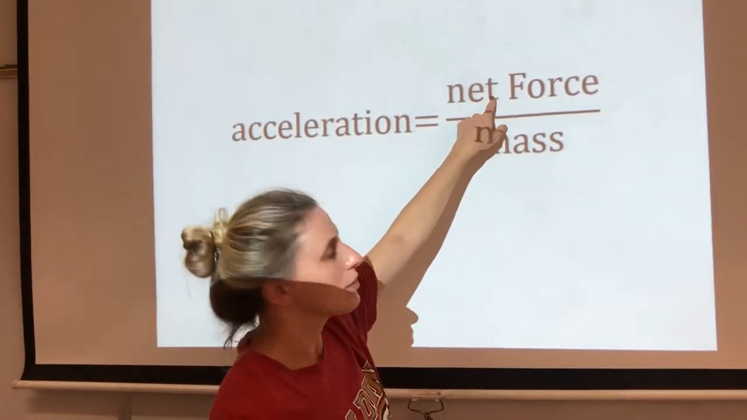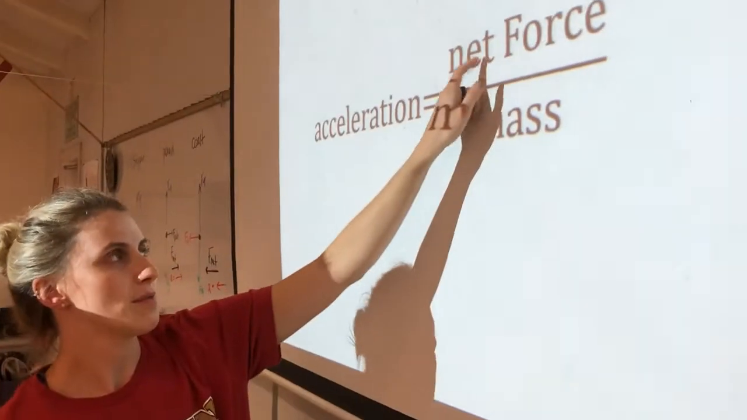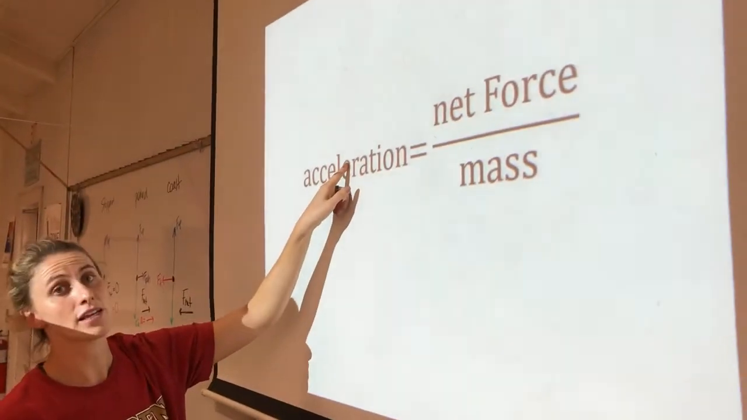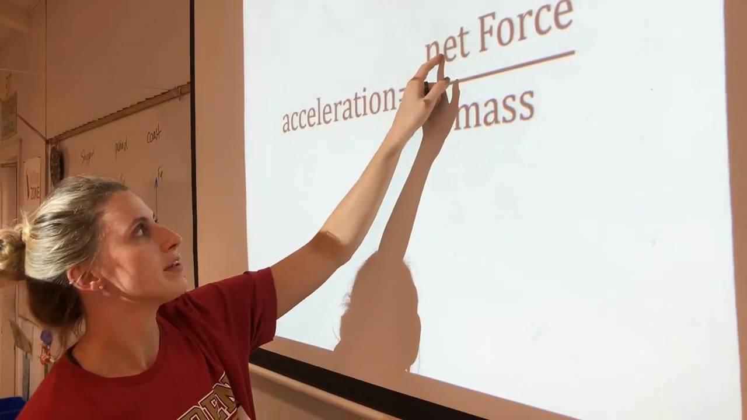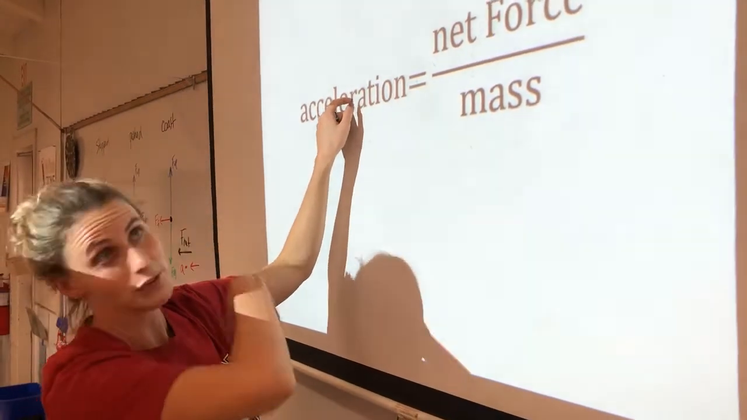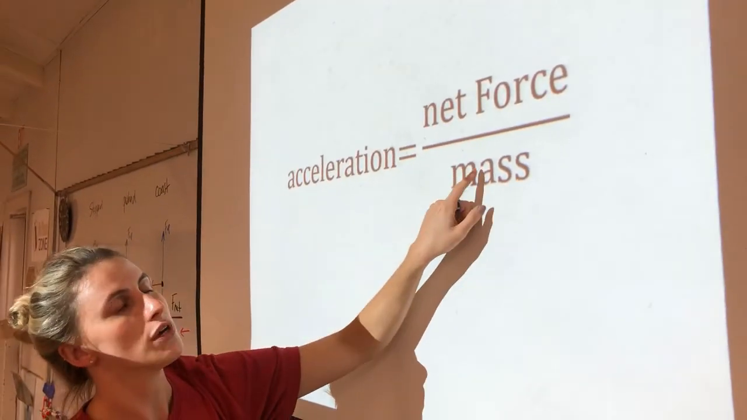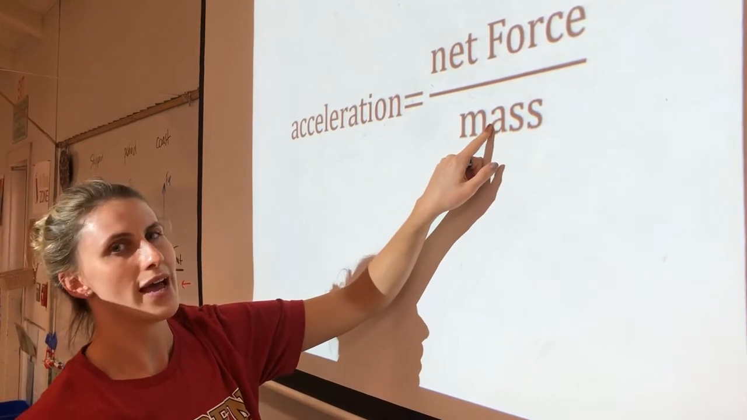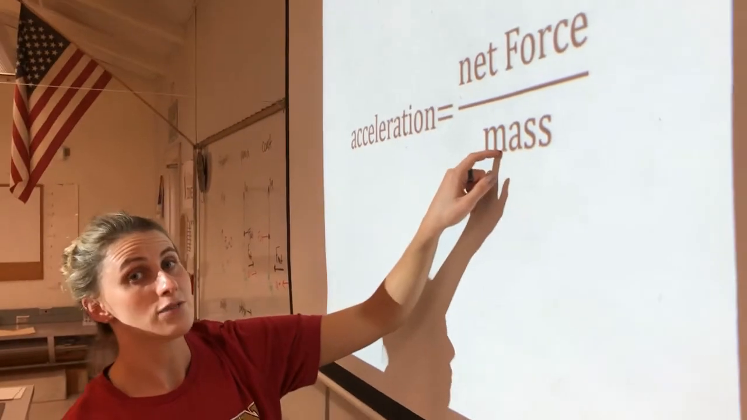The more force that we hit, so think about that first one, the ping pong ball. The more force we hit the ping pong ball with, the greater the acceleration, the further it flew. Now think about the ping pong ball compared to the golf ball. Which one had more mass? The golf ball. So the golf ball did not go as far because it had more mass.